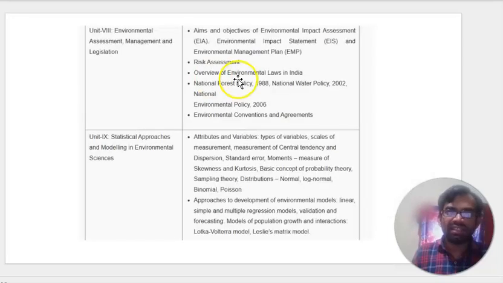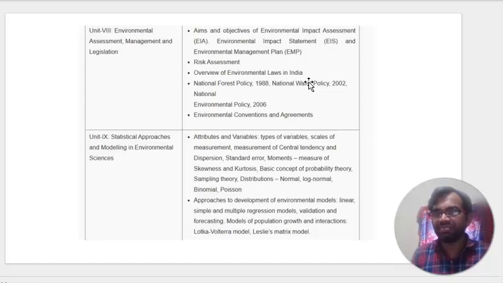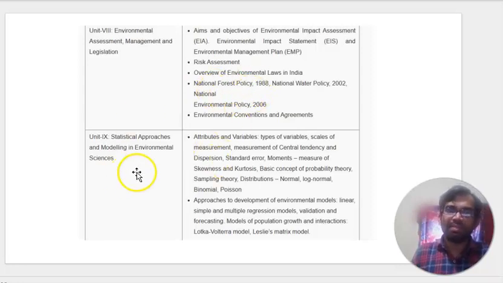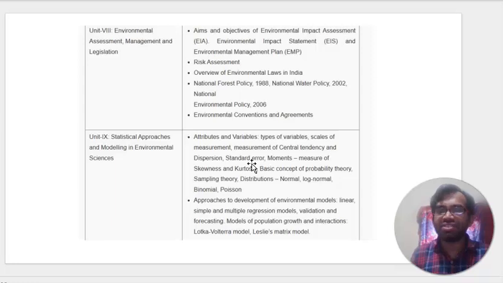And next, coming to the eighth unit, environmental assessment, management and legislation. So the aims and objectives for environmental assessment, these are very important, and risk assessment, environmental policy, environmental conventions and agreements. These are the important bits that will come in NET. Coming to the ninth topic, the statistical approach and modeling of environmental science. So attitude and variations, types of variables, scales of measurements, measures of central tendency and dispersion, and standard errors. These topics will be covered in this unit.